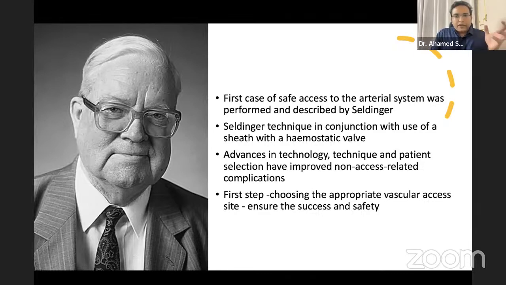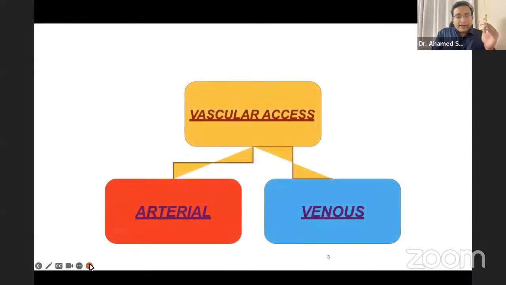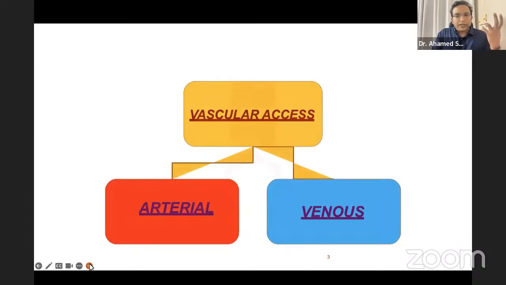So when we think of endovascular procedures, the first step which comes to our mind is choosing the appropriate vascular access site to ensure the safety and the success of the procedure. And vascular access can be either an arterial one or a venous one, based on the etiology or the course, what we are looking out for or what we are planning to do for the patient.